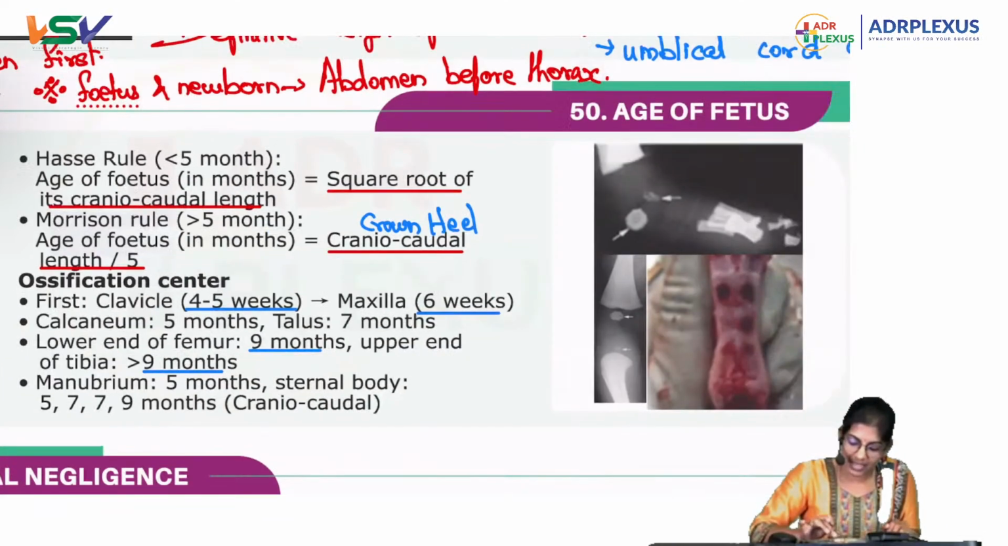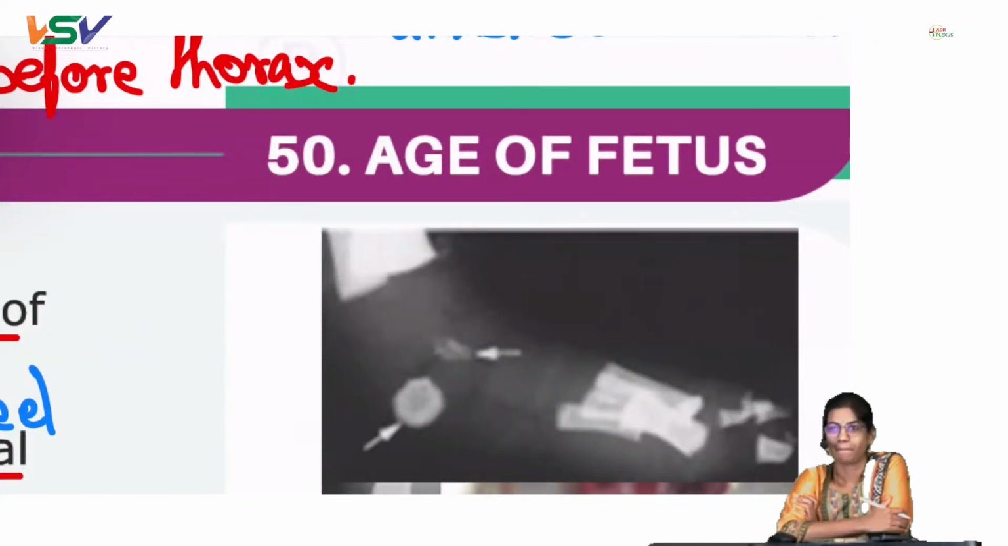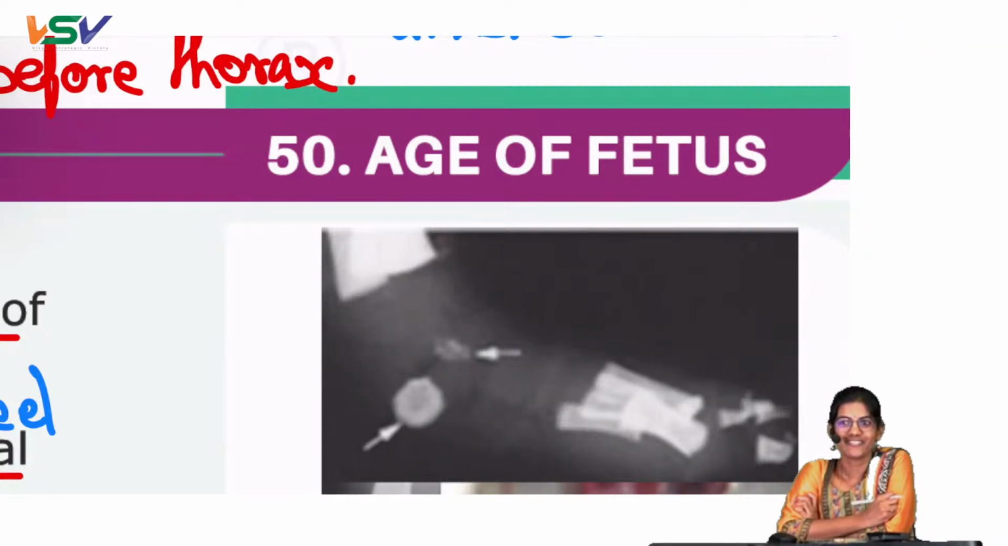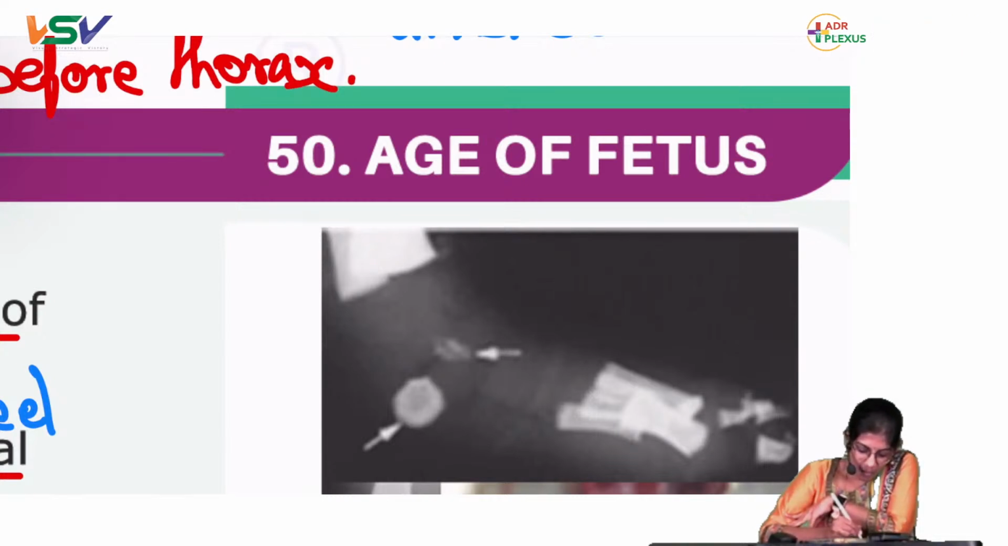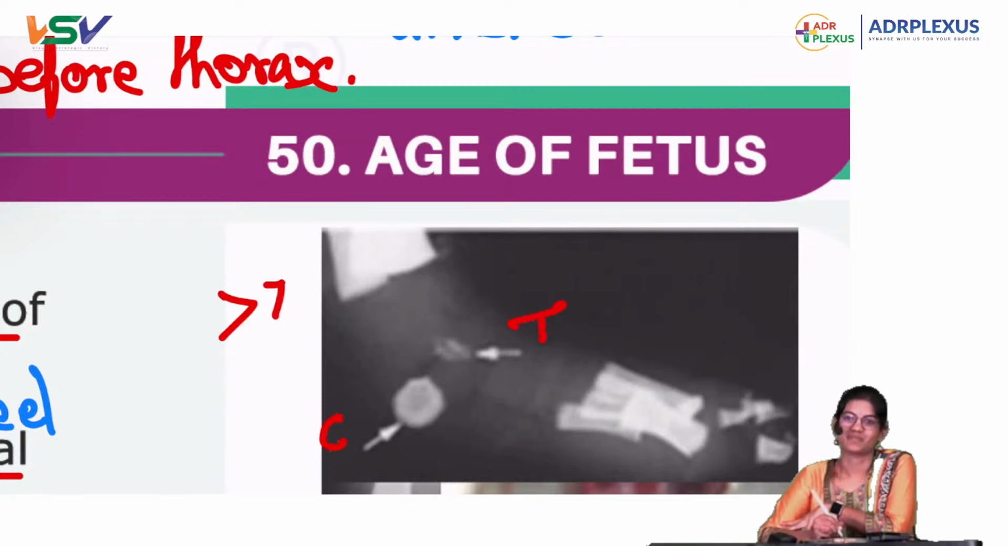Now, do the exercise, you will understand it. See the first X-ray. Tell the age of the fetus from this X-ray. This morning you did adult, right? Now try the fetus. Can you tell us more than 7 or less than 7? Be more specific. More than 7, because you're going to tell whether the fetus is viable or not. 7 months, 28 weeks. More than 7. Very good. This is calcaneum. This is talus.